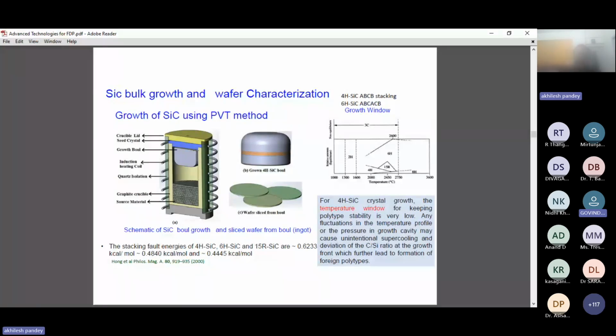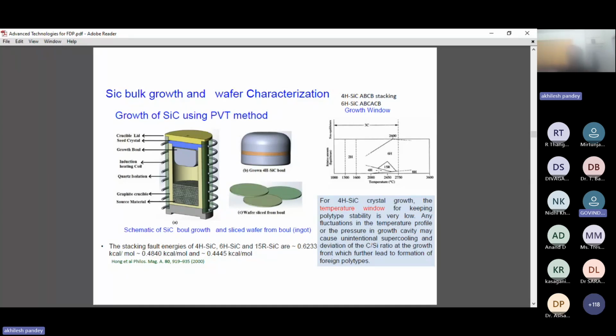will be grown. So this is the slide where I would like to tell you that the growth window is around 2200 or 2300 degrees for growing the 4H crystal. So the growth window is a very narrow region, and the temperature is very high, around 2200 degrees centigrade. So if any ambiguities occur in the furnace, or any temperature variation occurs unintentionally, there is a finite possibility that while we are growing 4H silicon carbide, it will grow 6H SiC or 15R silicon carbide.